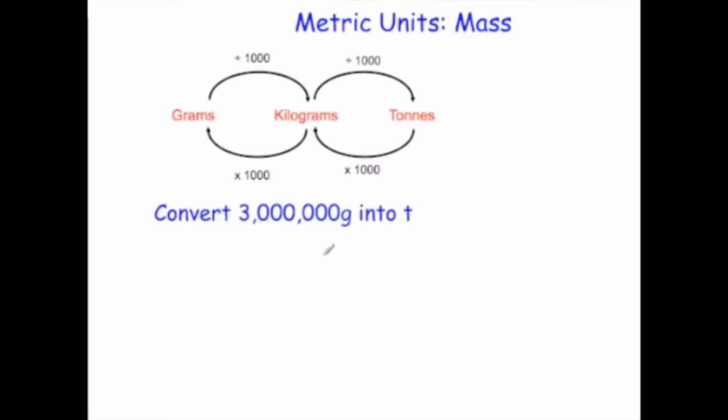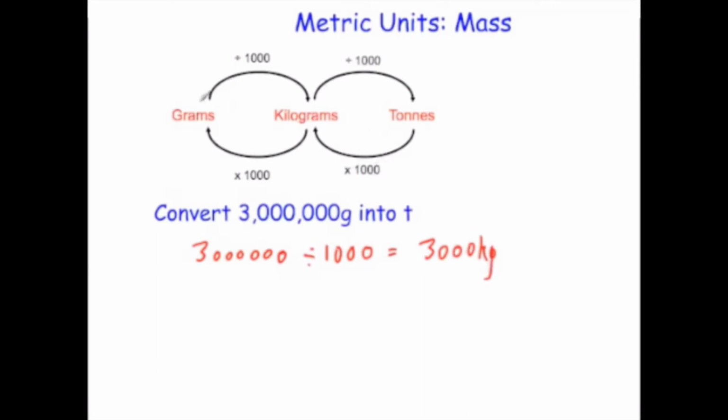Okay, now let's look at what happens if we're going from grams to tons and so on. Convert 3 million grams into tons. To convert from grams into tons, we have to convert into kilograms first by dividing by 1,000, and then to convert from kilograms to tons, we divide by another 1,000. First, let's take our 3 million grams and divide it by 1,000. Dividing by 1,000 takes off 3 zeros, so that would leave you with 3,000 kilograms.